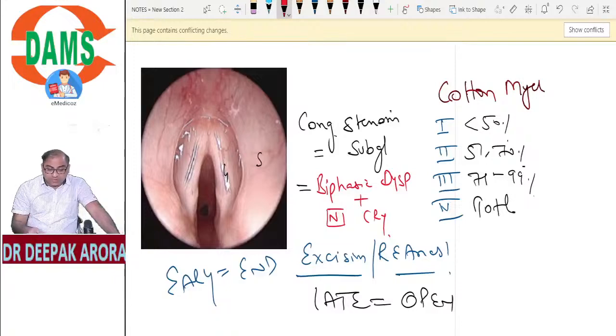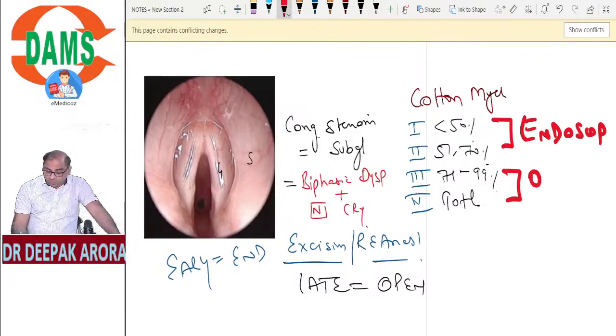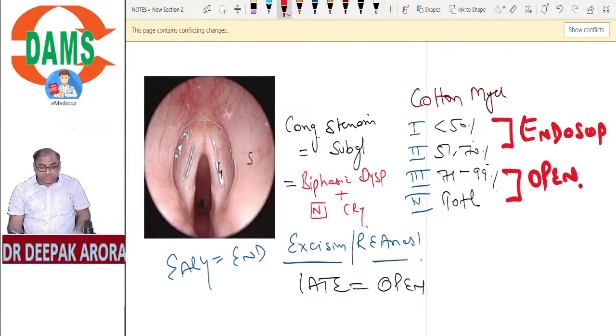Out of these 4 grades, can you label which 2 grades can be considered early? Sir, grade 1 and grade 2 can be labeled as early. I will prefer the endoscopic approach. Grade 3 and grade 4, I prefer the open approach. Any query, please update in the chat box, this is the best platform where we are interacting. So endoscopic is for early grade 1 and grade 2. Open is for grade 3 and grade 4. Done. Is everybody comfortable with this?